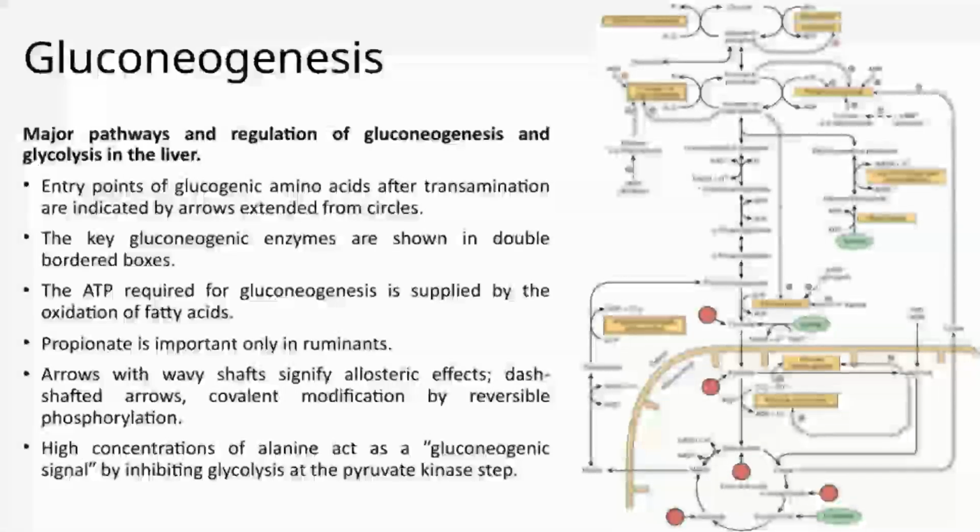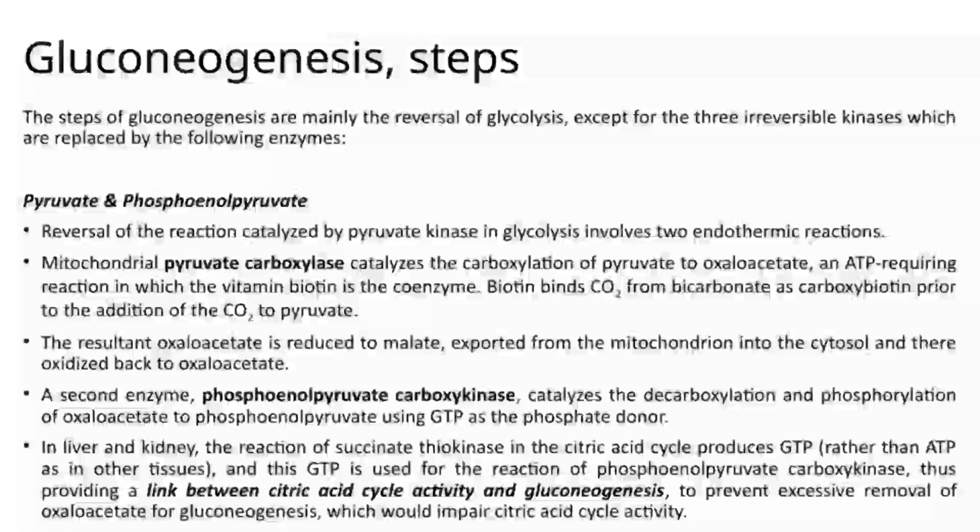Overall, this slide highlights how tightly controlled and interconnected gluconeogenesis and glycolysis are, ensuring the liver responds appropriately to the body's energy needs. Let's take a closer look at the steps involved in gluconeogenesis. Essentially, most of these steps are just the reverse of glycolysis, which makes sense because we're synthesizing glucose from smaller molecules. However, there are 3 key steps that are irreversible in glycolysis, and these need special enzymes to be bypassed during gluconeogenesis. Focusing on the conversion between pyruvate and phosphoenolpyruvate, this process involves 2 particularly energy-consuming reactions.